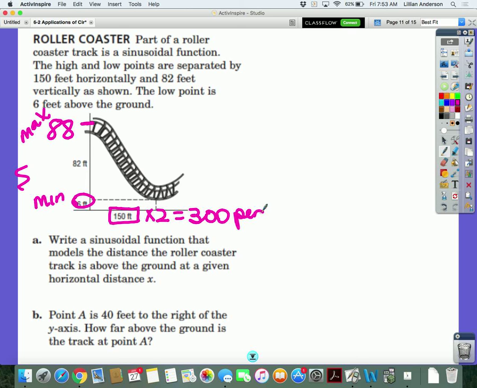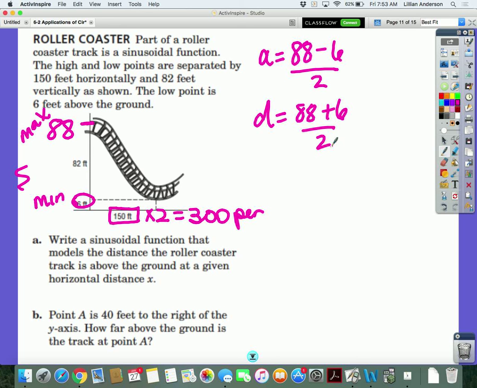So to write our sinusoidal function, to find our a, we do max minus min divided by 2, and to find our vertical shift, we should have done max plus min divided by 2. And then we should have also taken the 300 and set it equal to 2 pi over b to find the value of b that also goes into our equation.